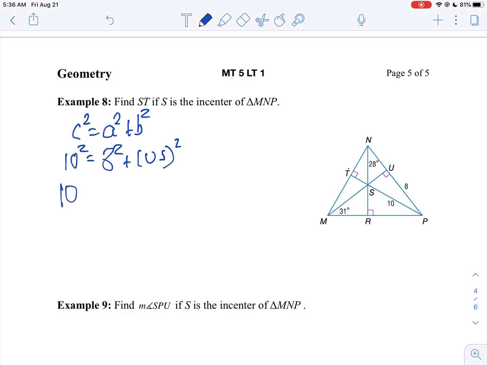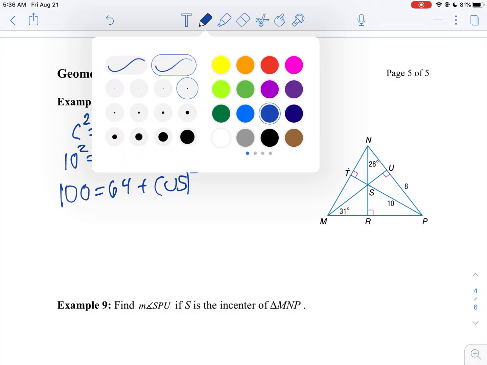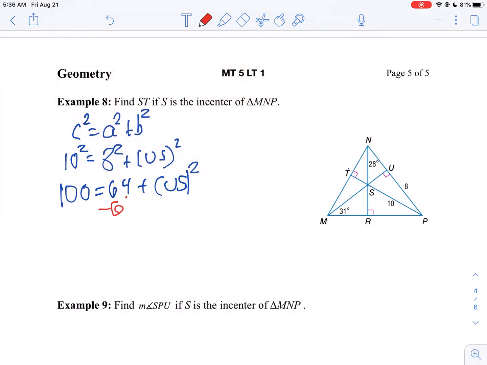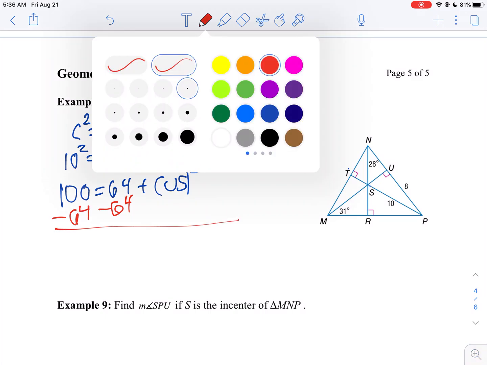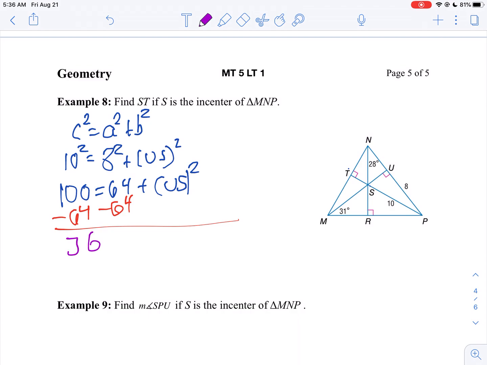So 100 equals 64 plus US squared. Well, let's subtract 64 from both sides. So we're going to get 36 equals US squared. Take the square root of both sides. US is plus or minus 6. But since length can't be negative in a triangle, U to S is 6, which tells me then T to S is also 6.